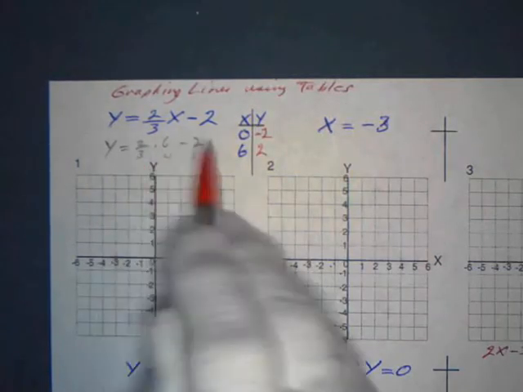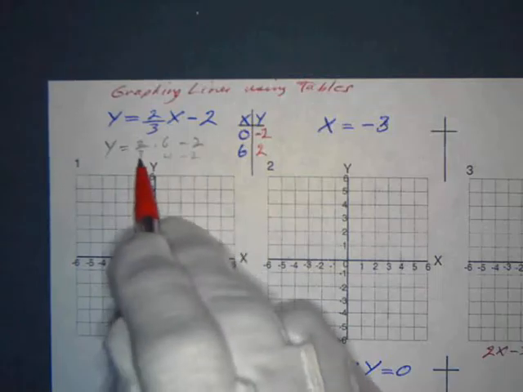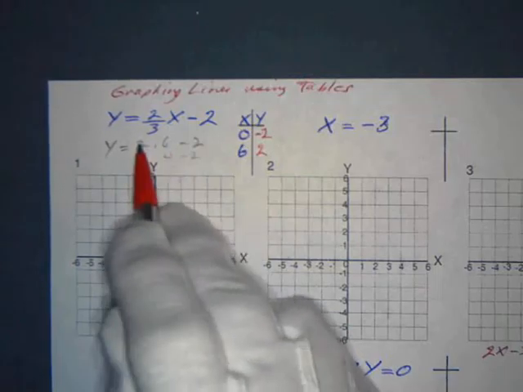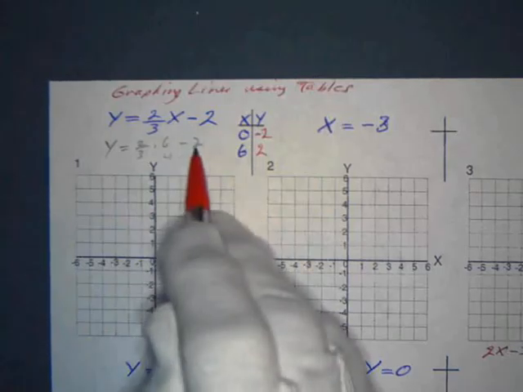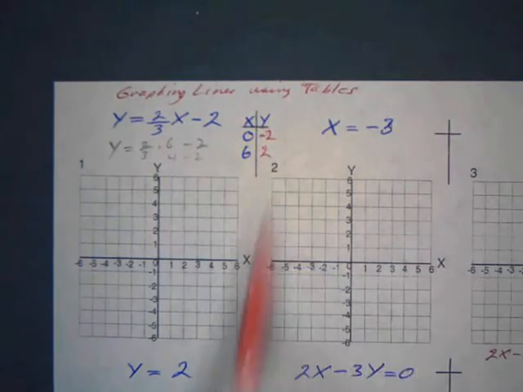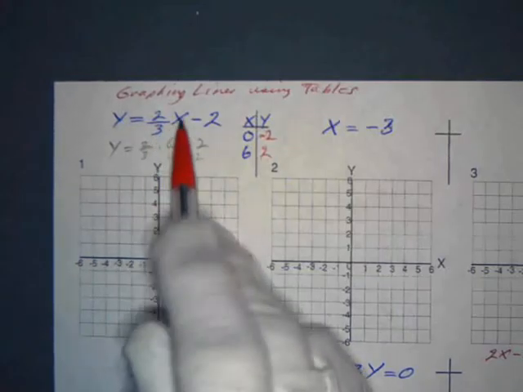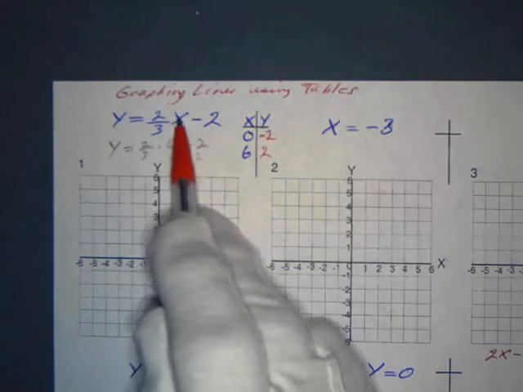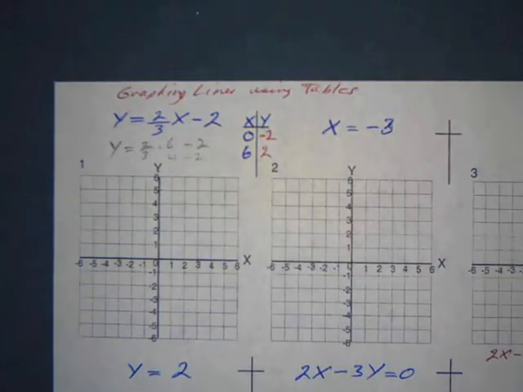In other words, when x is 6, 2/3 of 6 is 4. 3 goes into 6 twice. Or you could say 2 times 6 is 12, 12 divided by 3 is 4. And then we've got minus 2, so 4 minus 2 is 2. So now we've got a good point. So just pick a number. If you've got a fraction, try to pick a number that's going to be divisible by the denominator of that fraction, then you won't have any more fractions to deal with.